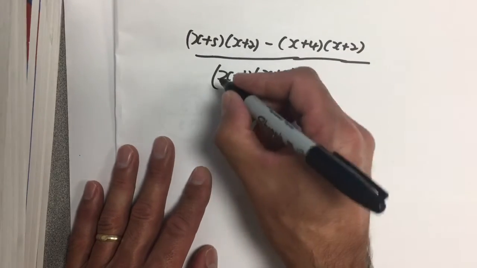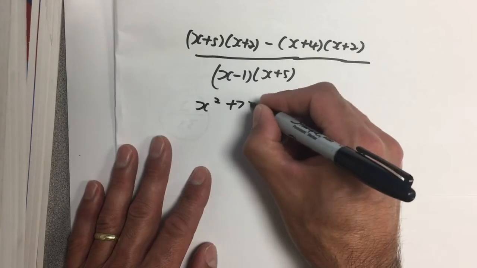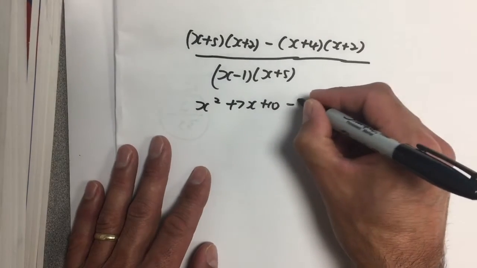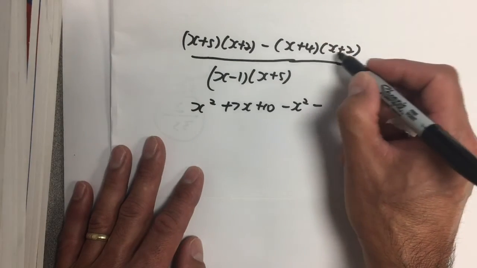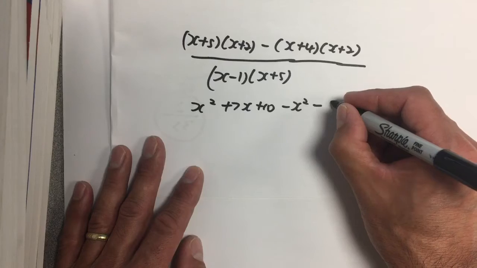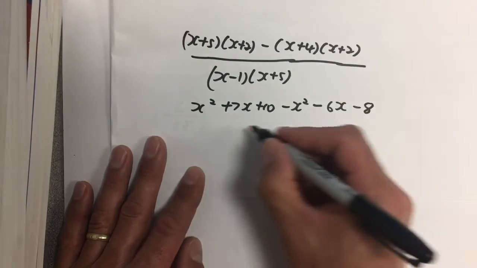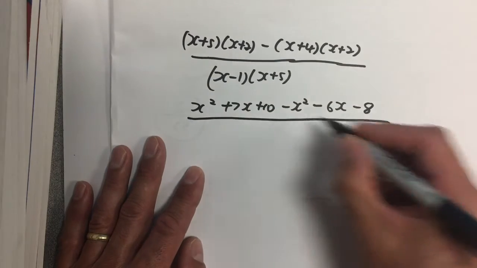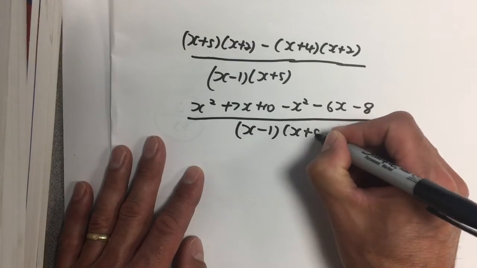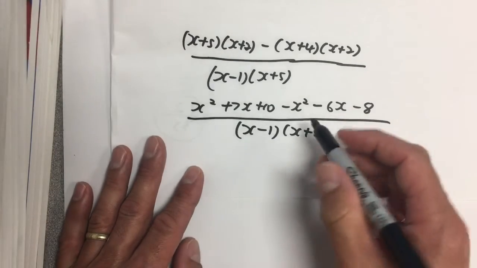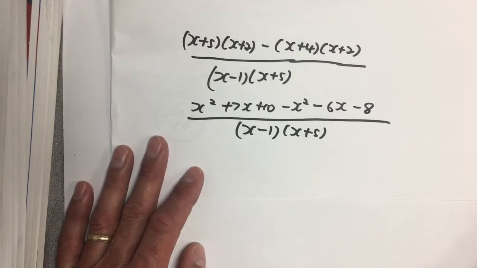So I'm going to expand this out. This is x² + 7x + 10 minus (x² + 6x + 8), because 4 and 2 make 6x, and minus 8. And all of this is over (x - 1)(x + 5). Now we could expand this out as well, but then we're just going to factor it afterwards, looking for a factor to cancel. That's why I'm leaving it for now.